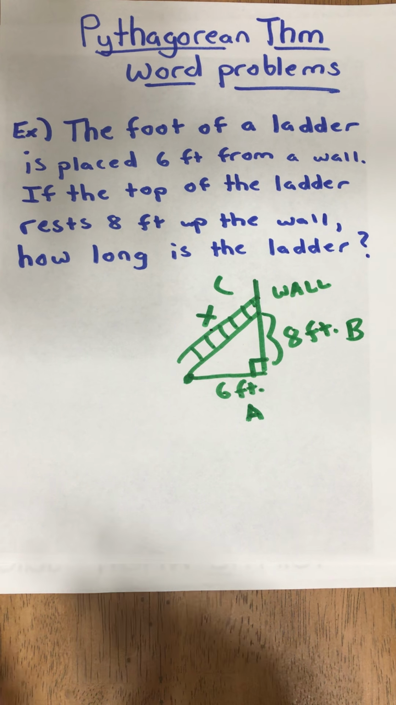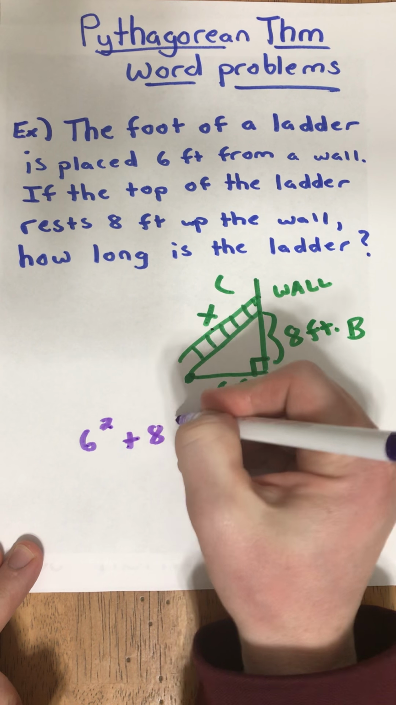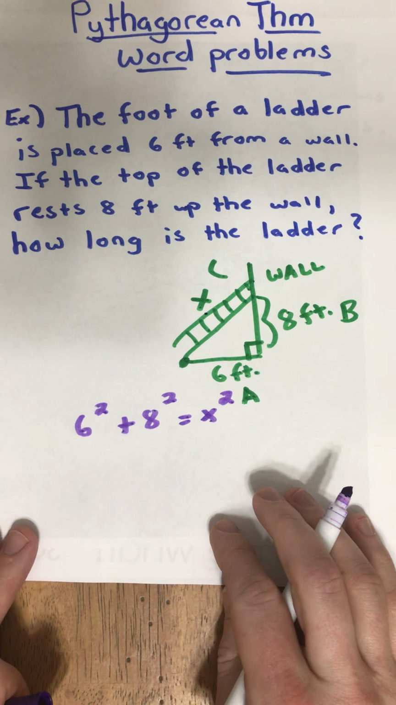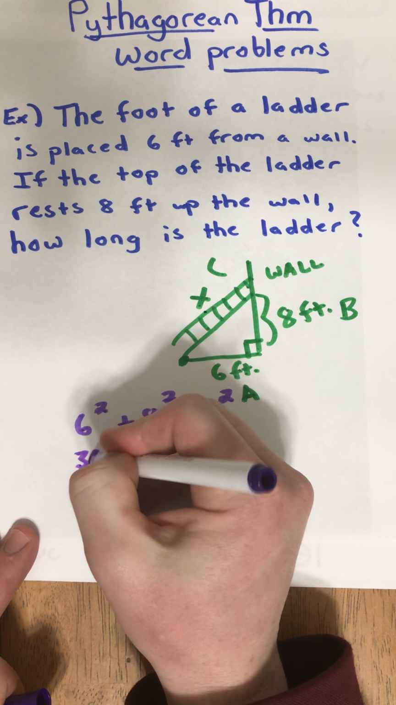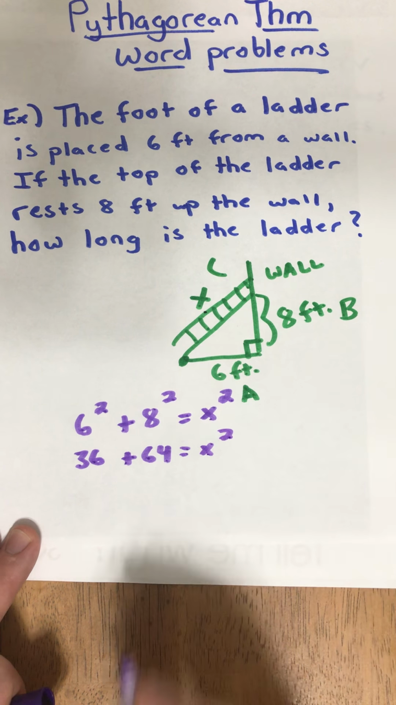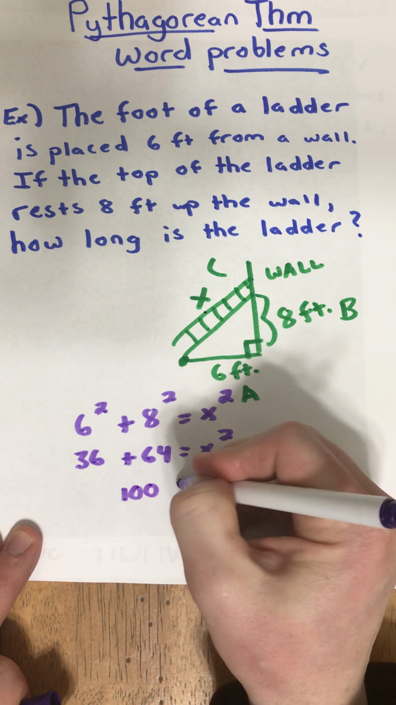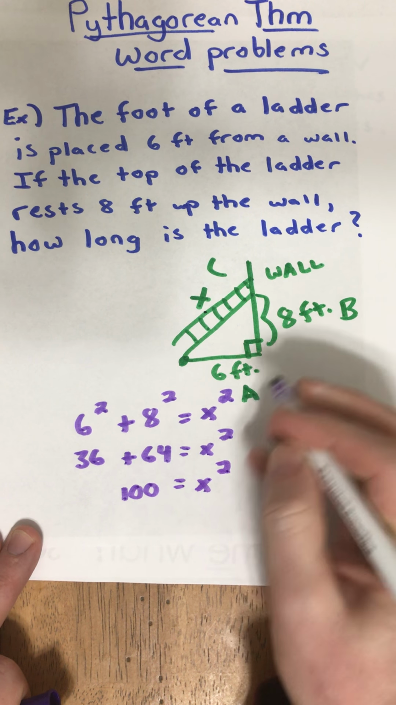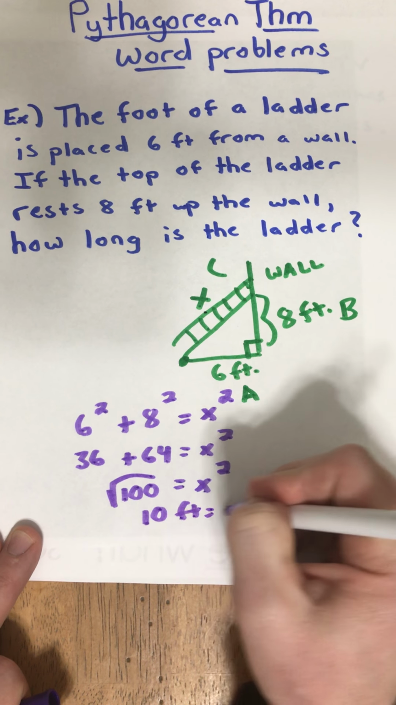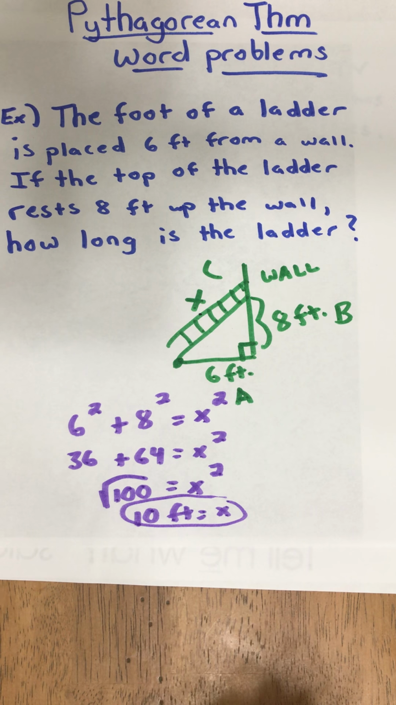So I will quickly do that. We're going to have 6 squared plus 8 squared equals x squared. 6 squared is 36. 8 squared is 64. That equals x squared. 36 and 64 is going to add to 100. And then to finish off, I'm going to take the square root, and I'm going to get that 10 feet is equal to x. So in this example, our ladder is 10 feet tall.